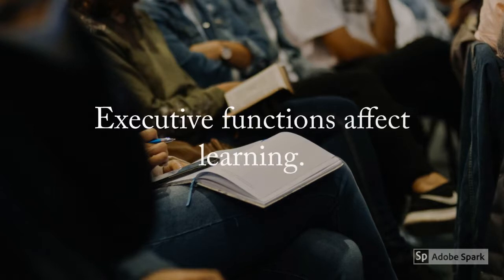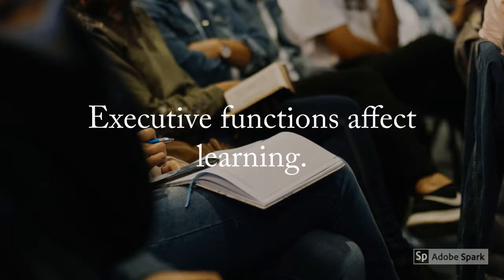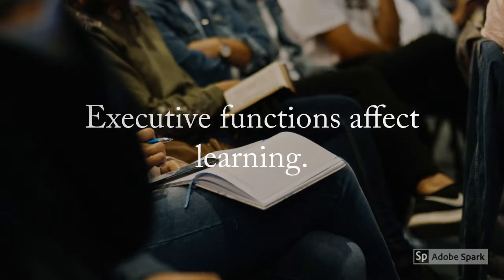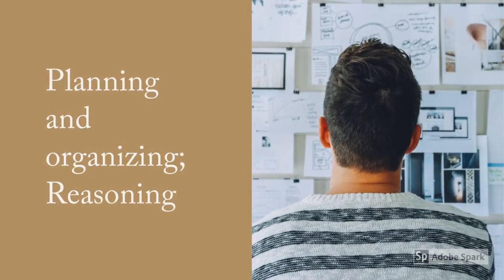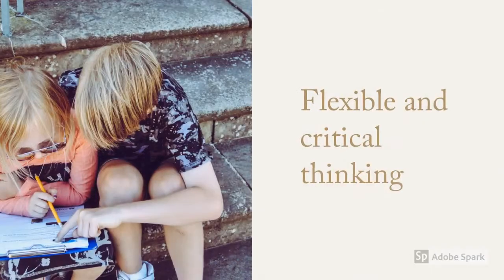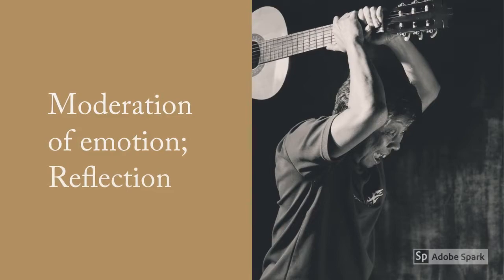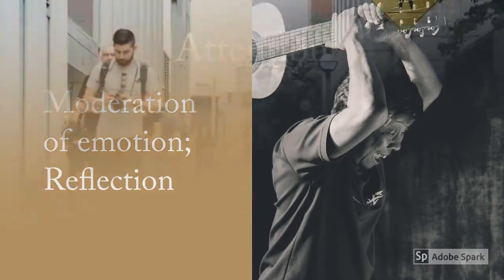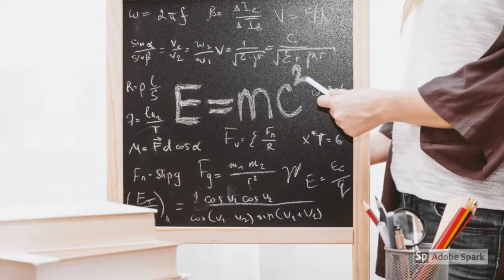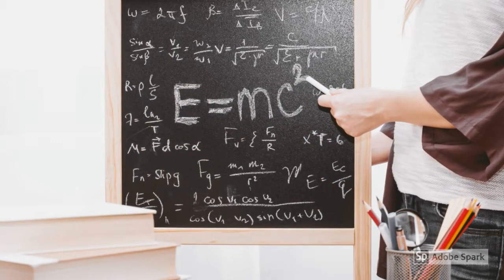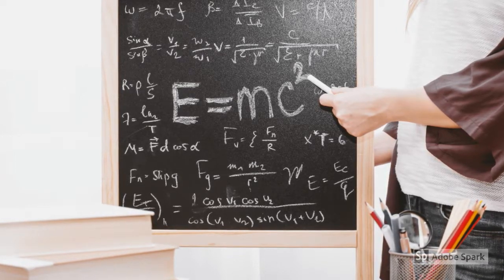The executive functions of the brain have a significant impact on learning. Executive brain functions take place in the neocortex, where the brain does its most complex processing. Executive functions include planning and organizing, reasoning, adaptive and critical thinking, multitasking, moderation of emotion, reflection, attention, and memory. As an educator, you can influence and strengthen students' executive functions through classroom atmosphere and coursework design.